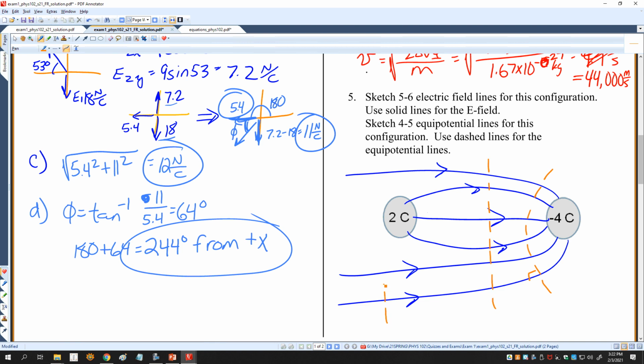Here they're going to be a little bit different. They're going to come around like this and then go like that. Something like that. Notice how they sort of curve around those charges. Yeah, so that's it. Now let's go into the multiple choice part of the test.